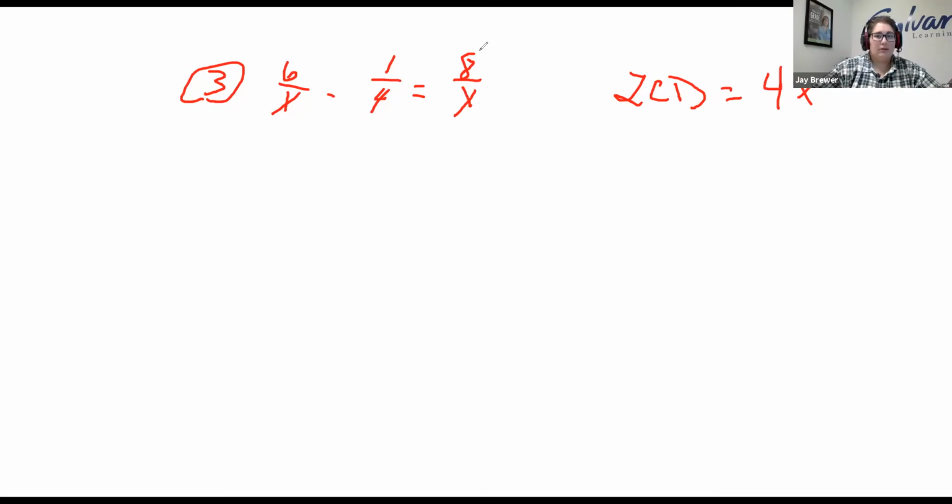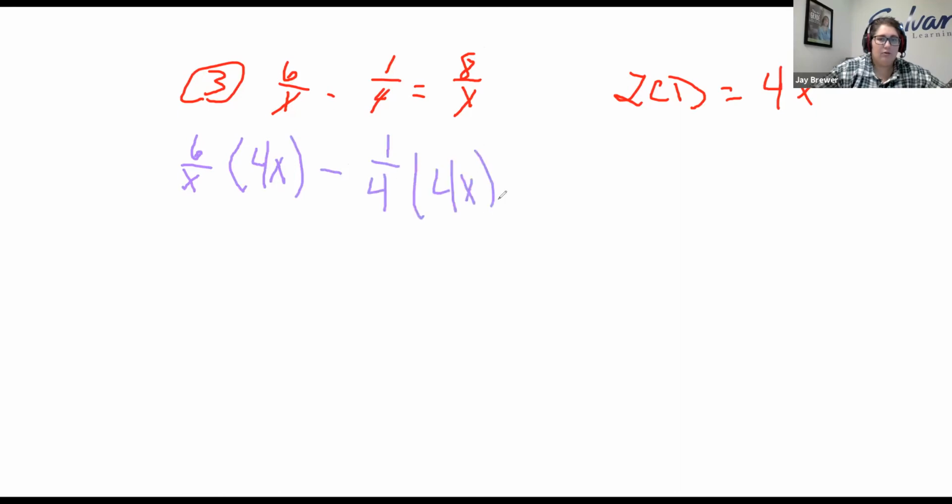Now, what's the other way we can do it if you can't see just by looking at it? How did we do it before? We literally brought it over, right? So you can bring it over if that makes it easier for you to see what's missing and what gets crossed out. So here you can see the x cancels, the 4 cancels, and the x cancels.